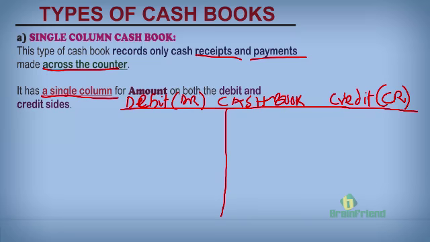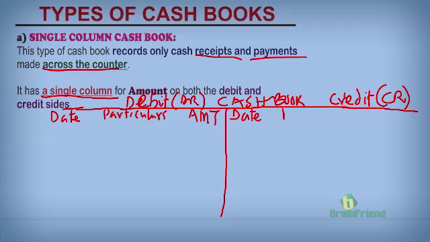Now, the cash book has columns, as we earlier mentioned. And the first column in the cash book is called the date column. The next column is the particulars column. The next column is the amount. As it is on the debit side, so it is on the credit side. The date column, the particulars column, and the amount column.